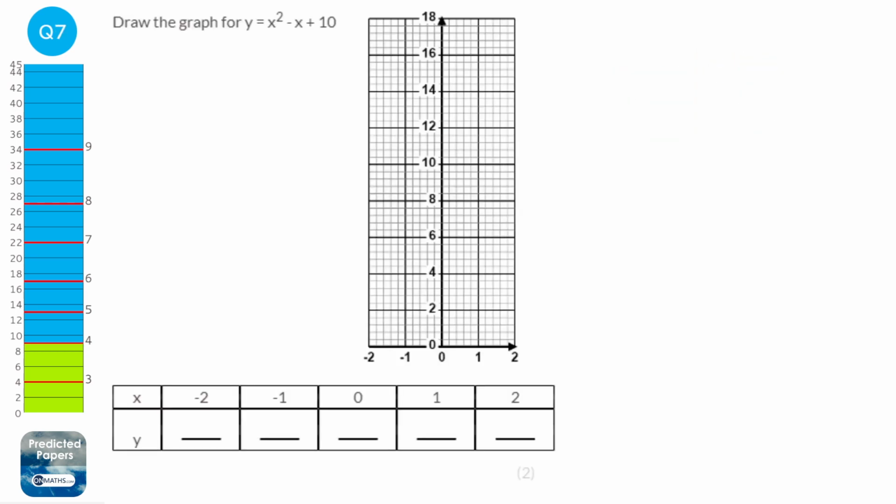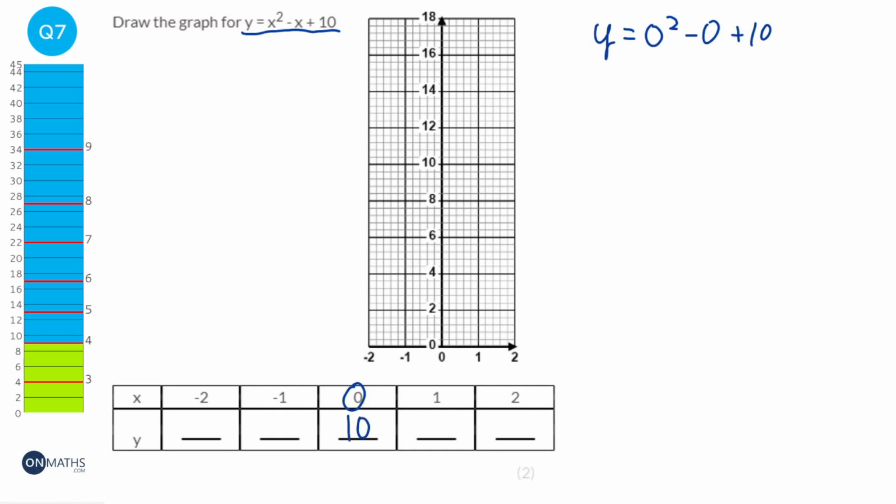So we're going to start off with x equals 0, and we're going to write out this equation, but with 0 every time it says x. So it's going to be y equals 0 squared minus 0 plus 10. Well, 0 squared is just 0, so 0 take away 0 is just 0, plus 10 is just going to be 10. So the answer there would be 10.